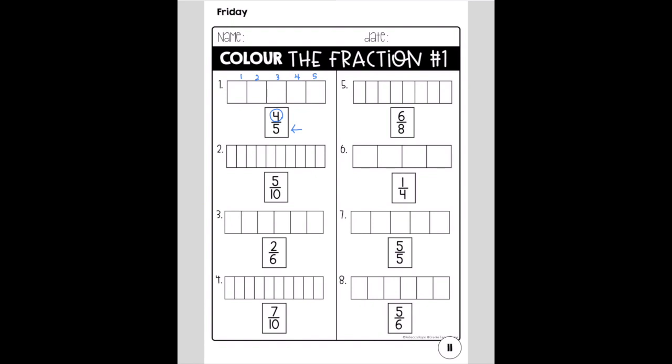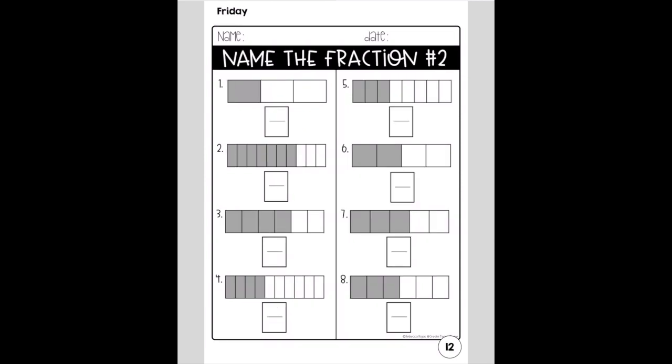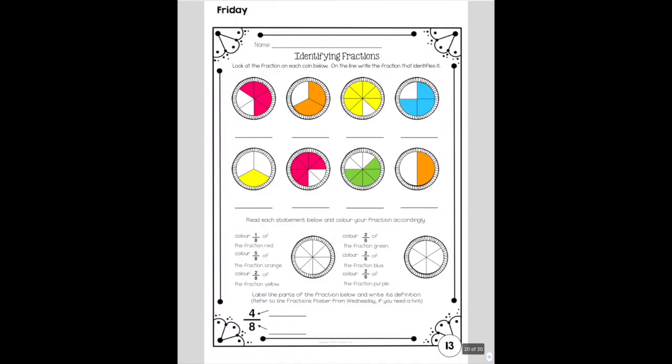And then on the next page, you're now going to name the fraction. So you've been given a picture of a bar. In question 1, we have this picture here. Okay, so how many parts in total are there? You're going to write that number down here in the denominator. And then how many parts are shaded? You're going to write that up here in the numerator. Okay? Alright, and lastly, we have this page here.